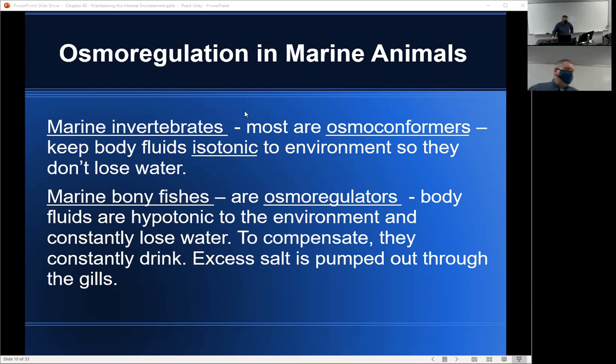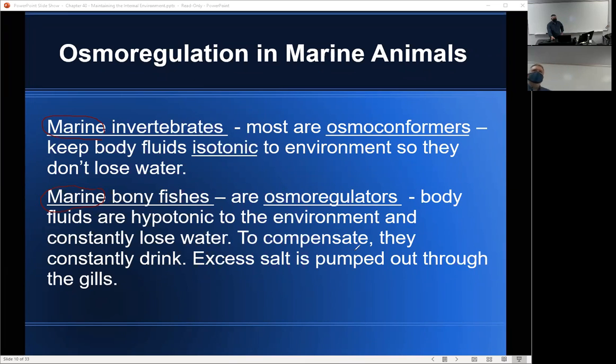So first of all, let's talk about this term. This is probably a term you've seen a lot, but might not know exactly what it refers to. So when I refer to marine invertebrates or marine bony fishes, exactly what kind of organisms am I referring to? What type of fish are marine fish? What type of invertebrates are marine invertebrates? In the ocean, Stephanie says, exactly. Okay, so these are saltwater animals.